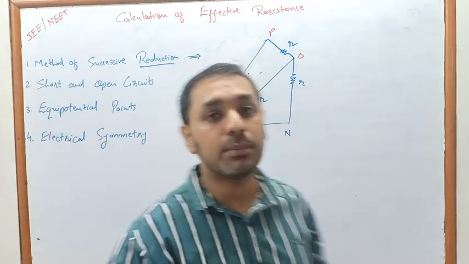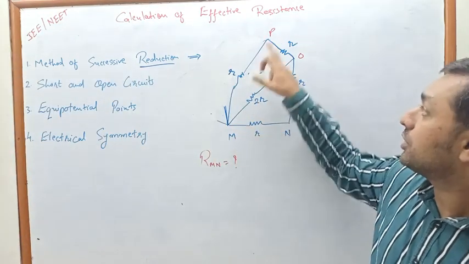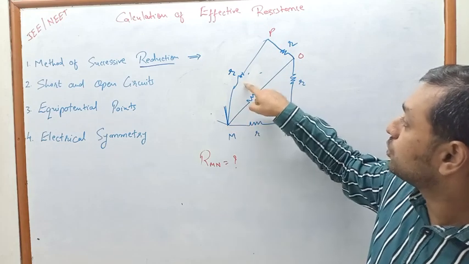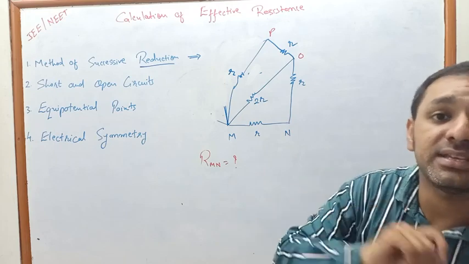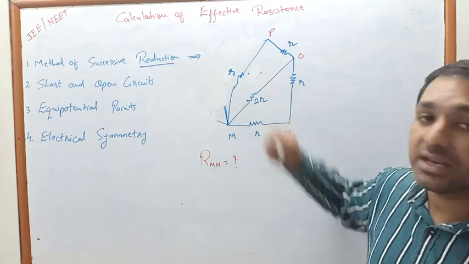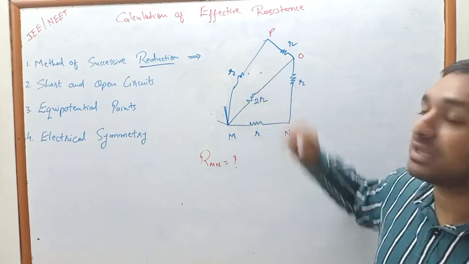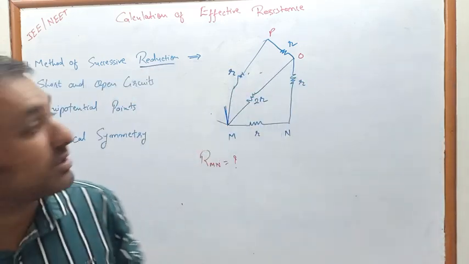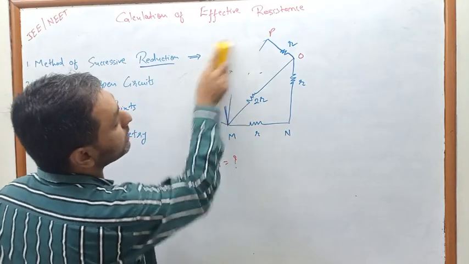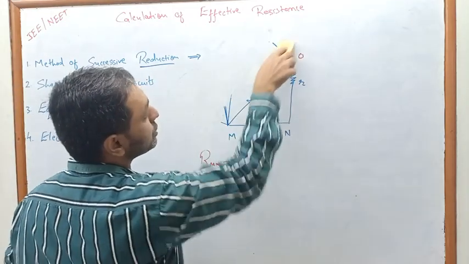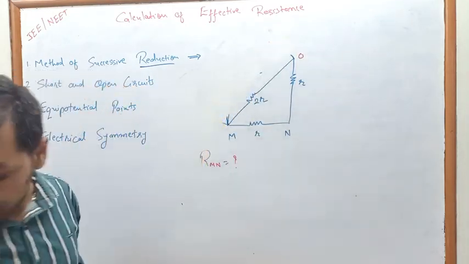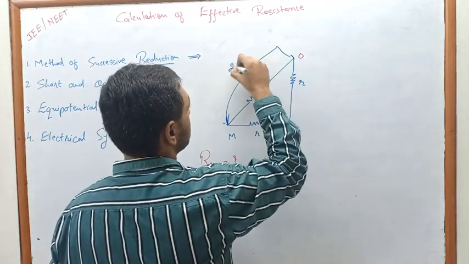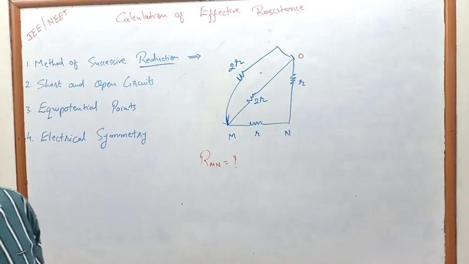Okay, now come to this point PQ and QO. These two resistors are in series. R plus R means 2R. So instead of these two resistors, I can put only one resistor. So I am reducing these two to one. So this is 2R.